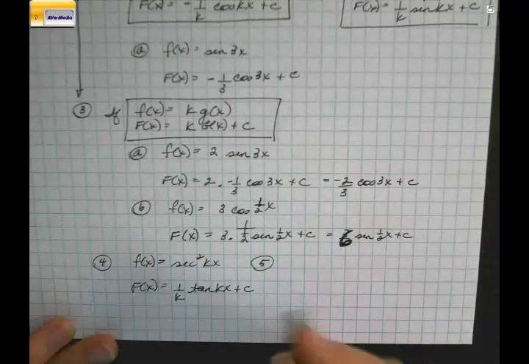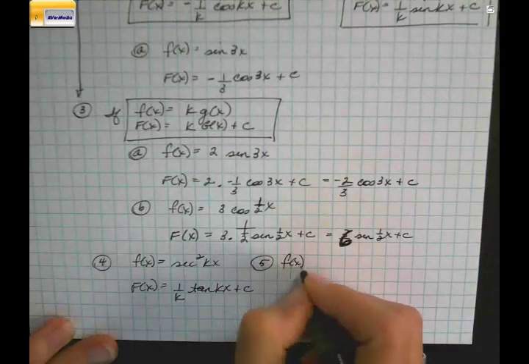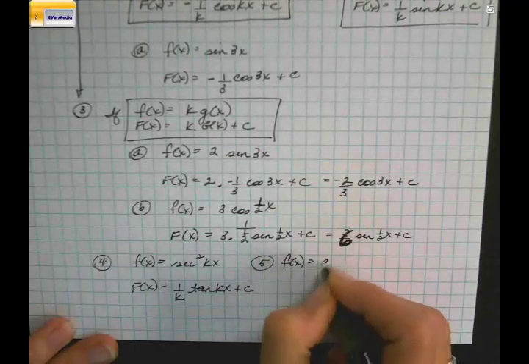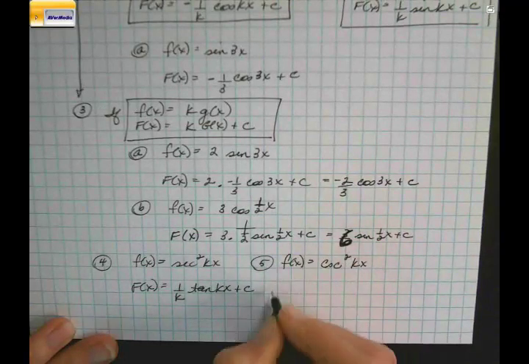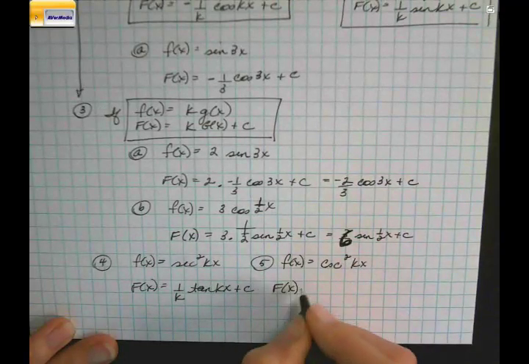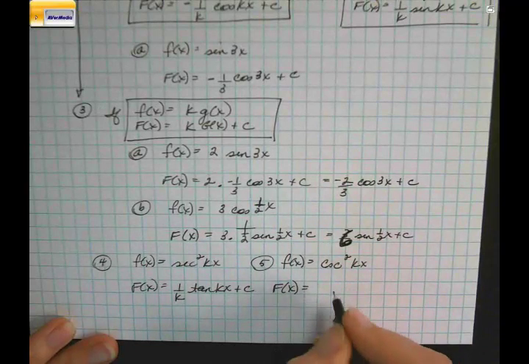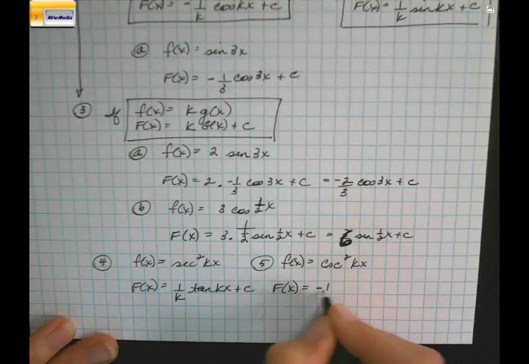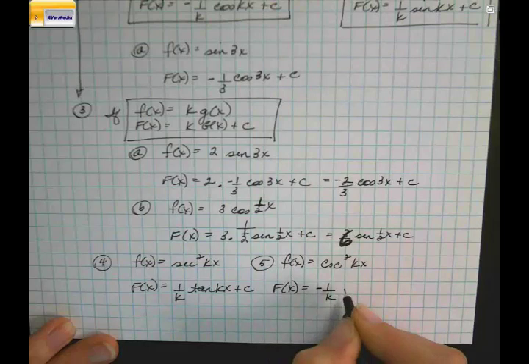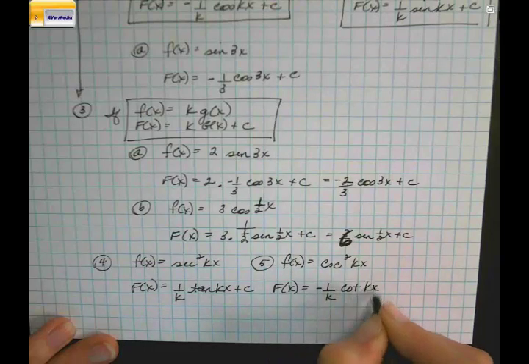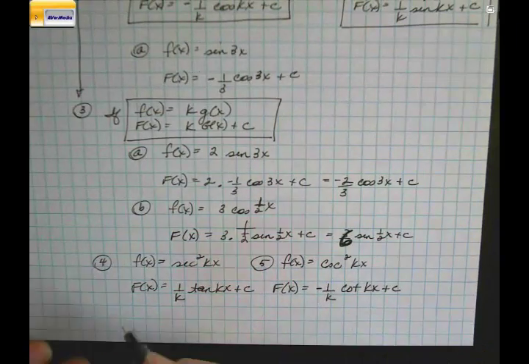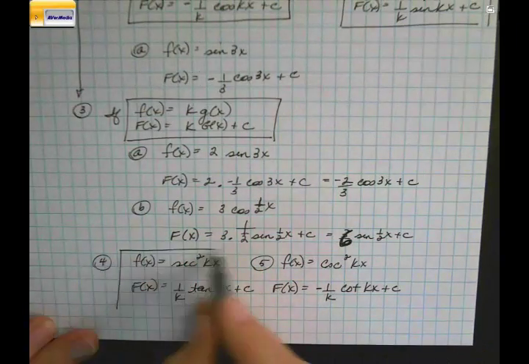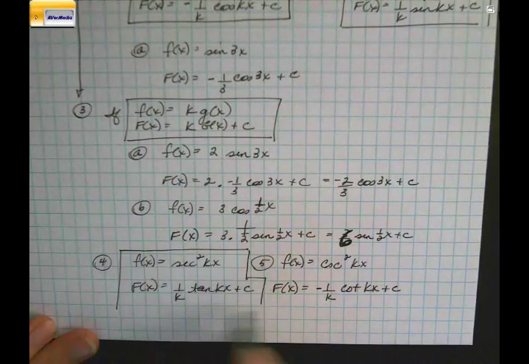Sorry about that. Okay, see if y'all can remember this one. These are the ones that even I can't seem to keep straight. If it's cosecant squared kx, what is the antiderivative of cosecant squared? That's the cotan, but it's the negative cotan. So this is -1 over k cotan kx plus c. Okay, so these are really some more of the standard formulas.